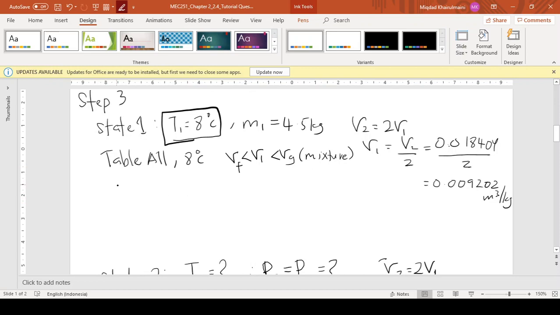When it is a mixture, we can use the equation of mixture. So we have to read Vf and Vfg. Remember, Vfg is the subtraction Vg minus Vf, so we have to calculate it also. Using the equation of mixture, we can rearrange it.